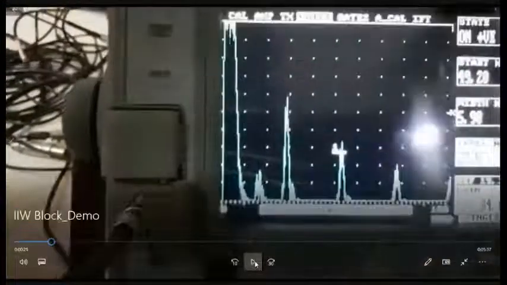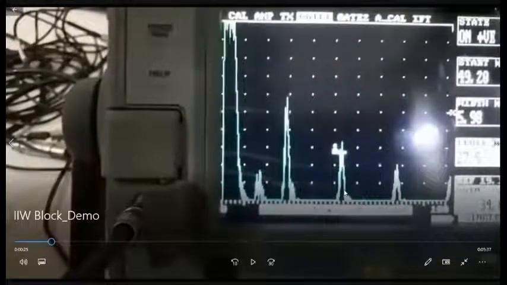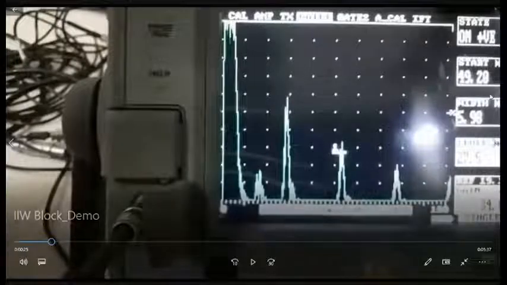This is again showing the second back wall, which is supposed to come at 50 mm. It is very close to that. So the transducer is more or less calibrated here. There is nothing significantly different.